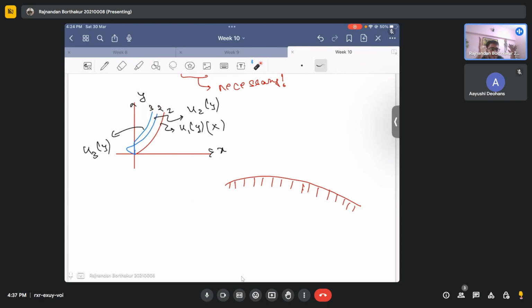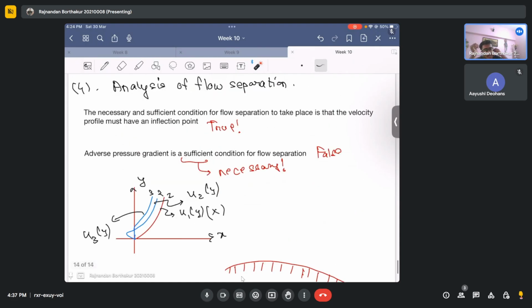So what I am trying to say is that flow separation is caused by the adverse pressure gradient, but the adverse pressure gradient is necessary, not sufficient, to be completely sure that there will be flow separation. So what is sufficient? Mathematically, what you need to see is the velocity profile that you are given or that you measure. So how do people do this?